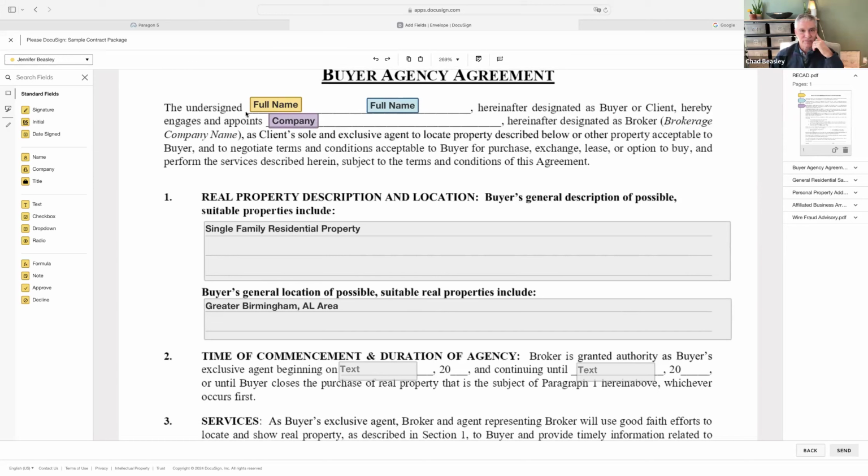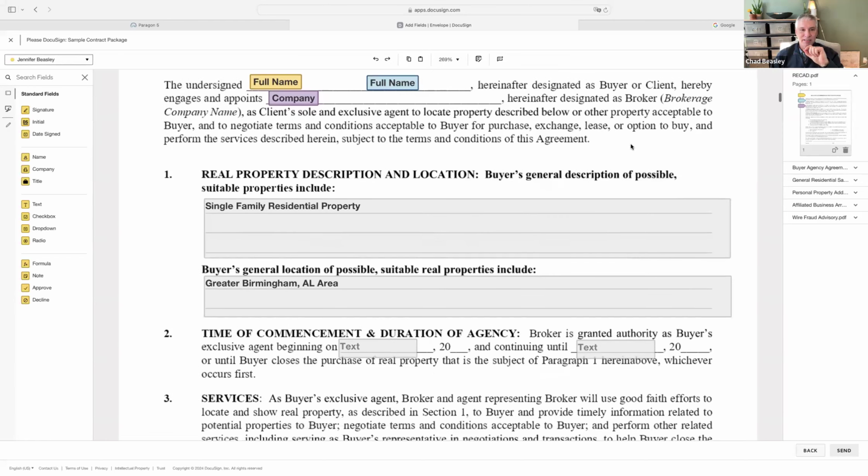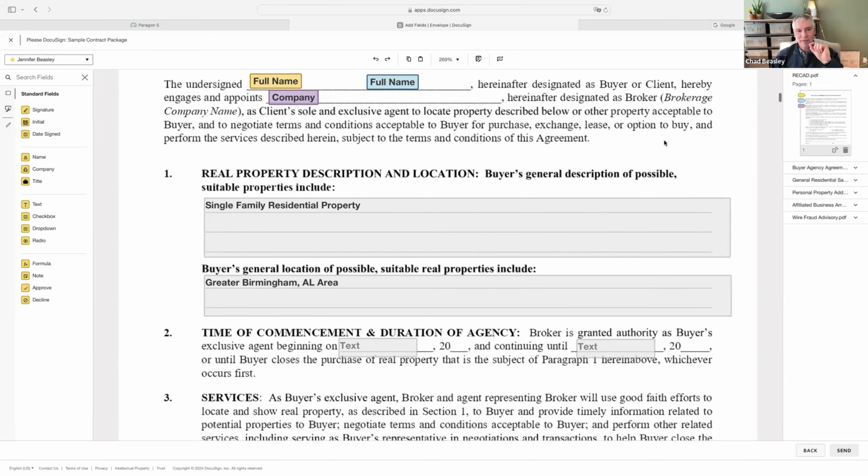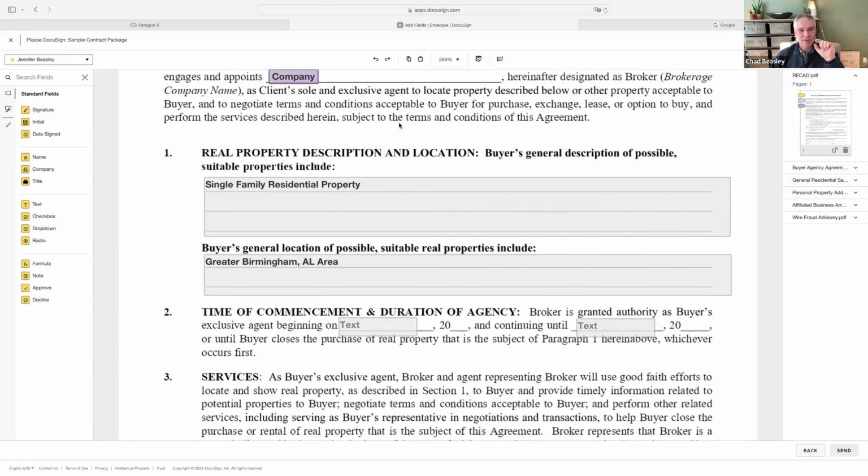And so the people are designating eXp Realty as client's sole and exclusive agent to locate, describe property below or other property acceptable to buyer, and to negotiate terms and conditions acceptable for buyer to purchase, exchange, lease, or option to buy, and perform the services described herein, subject to the terms and conditions of this agreement.